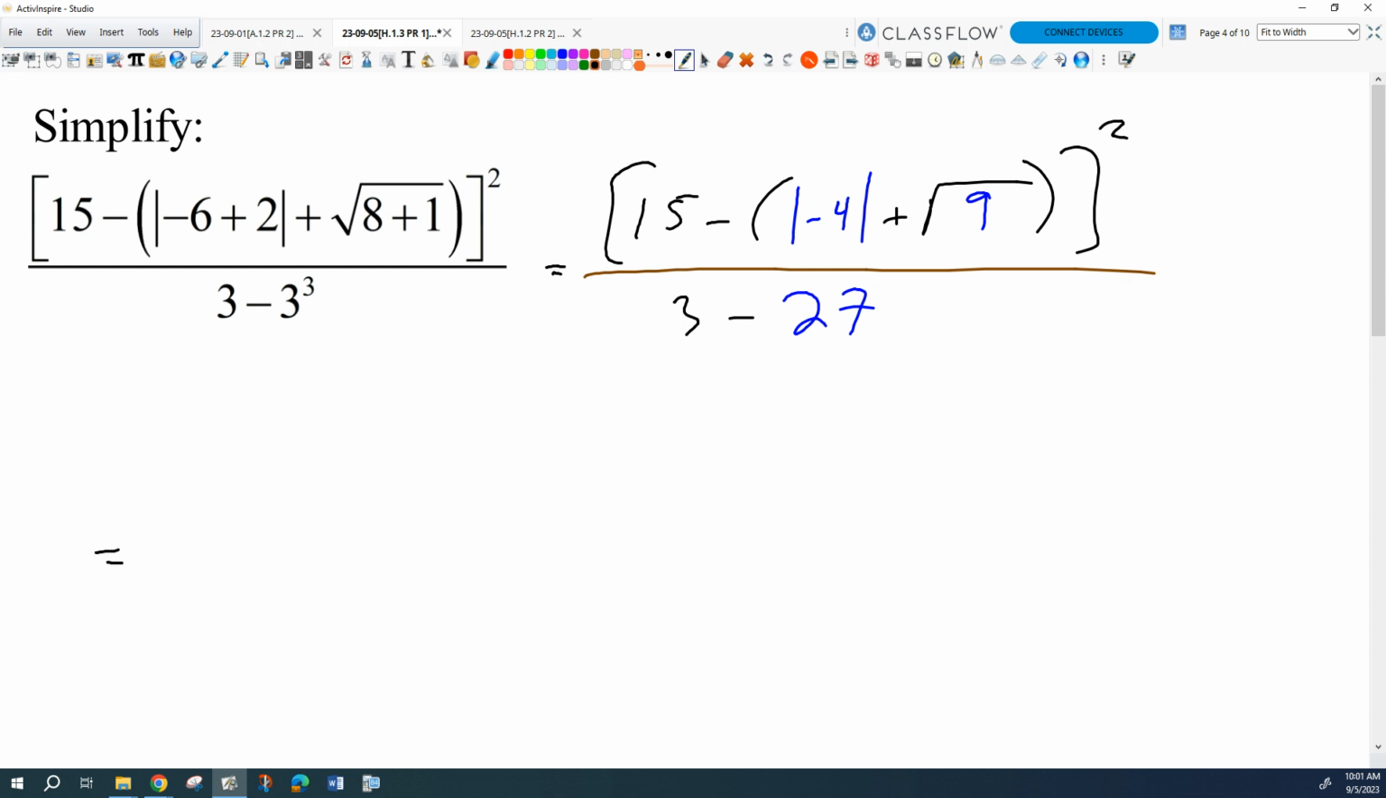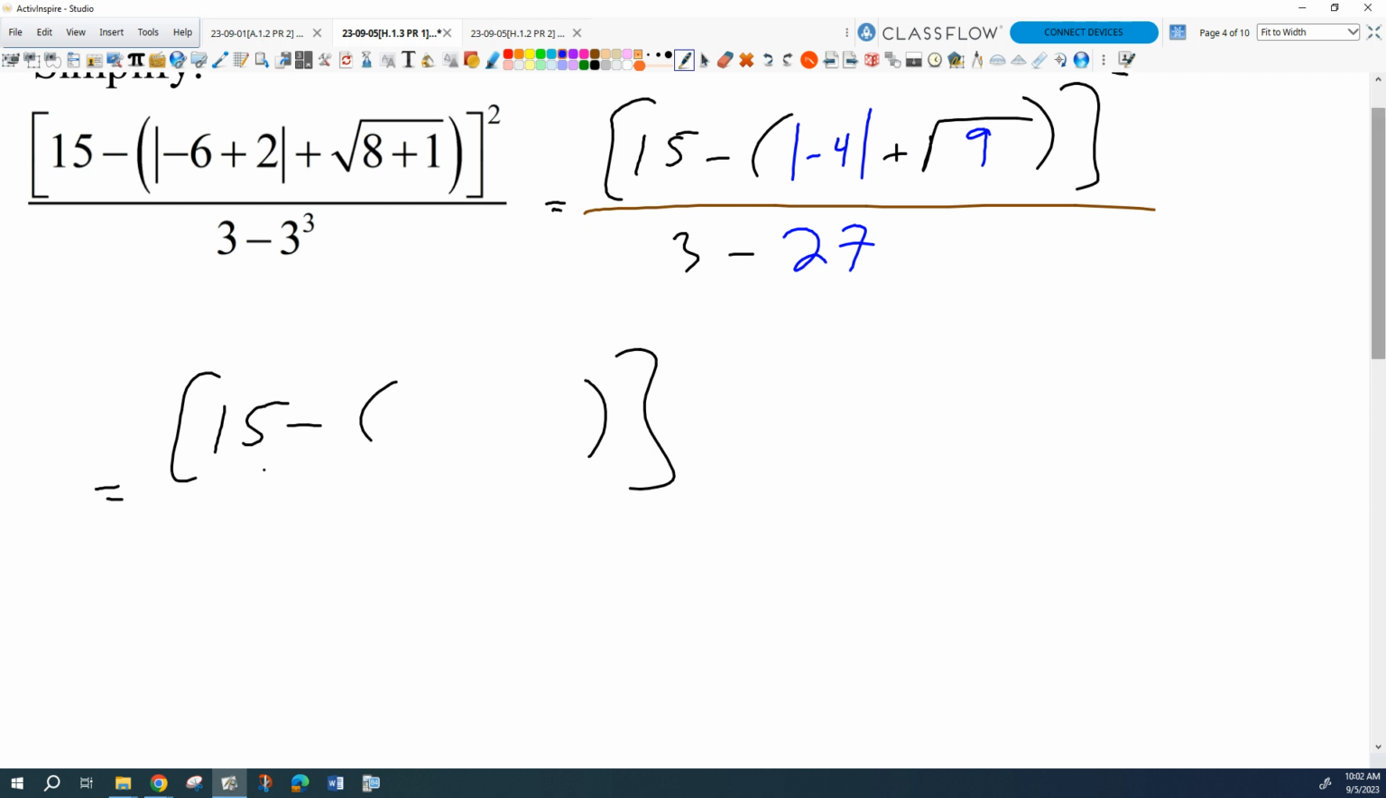What's next on the top? Okay, okay, good, inside the parentheses. So what's that become? 4. What's that become? 3. Okay, so on the top, inside the parentheses, we're going to get 4 plus 3. Bottom was pretty simple. What do I get on the bottom? -24. And we're done with the bottom then, aren't we?